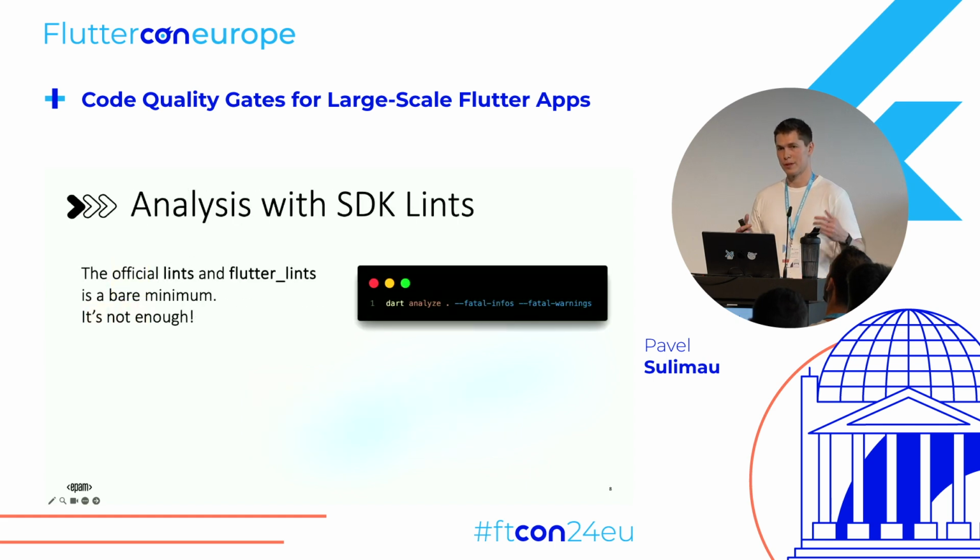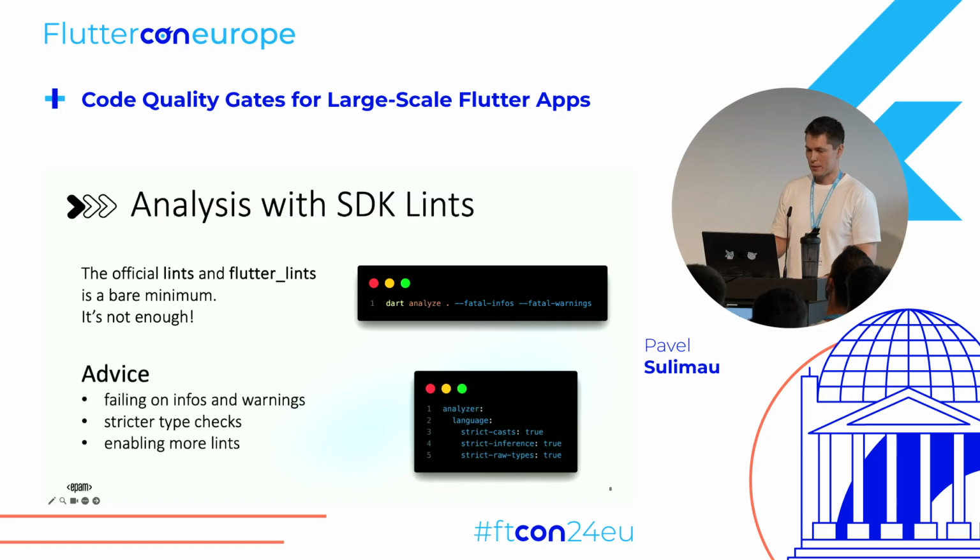When it comes to the topic of static code analysis in Flutter, you should know the following. It's good that the Flutter lints package is already integrated into the default Flutter application, but that is not enough. What I advise is to make sure that you fail your CI pipeline, not only on the presence of errors, but also on the presence of warnings and infos. Also make sure you enable strict type checks and look for more lints.